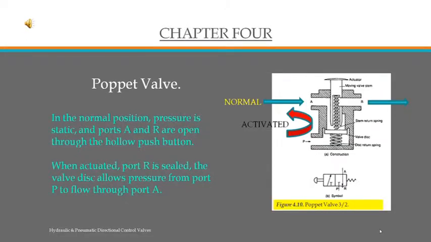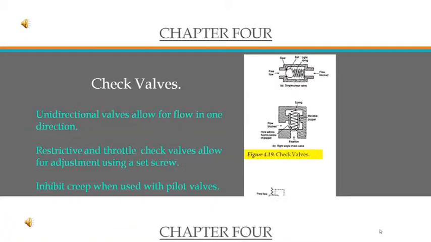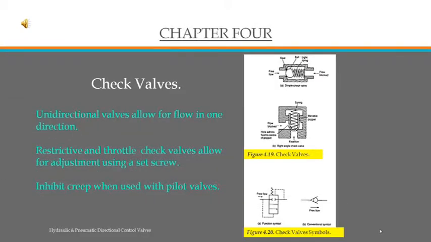Poppet valve. Poppet valves have a normal position. The valve stem is hollow and spring-loaded to maintain a seal. As the poppet valve is activated or depressed, pressure is supplied through the valve stem to a port. When the poppet valve is released, pressure again is vented. Check valves. Check valves only allow for flow in one direction. Restrictive and throttle check valves use a set screw to adjust how much pressure can be released.